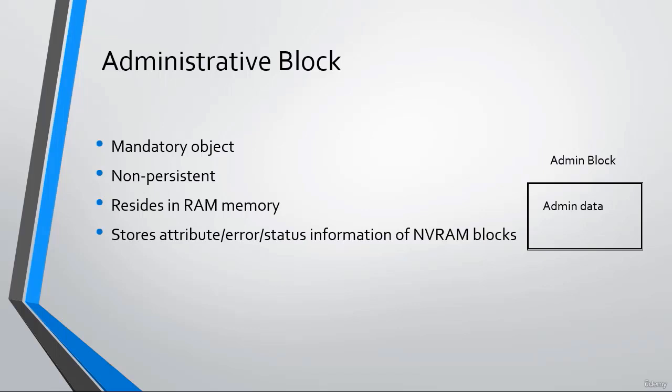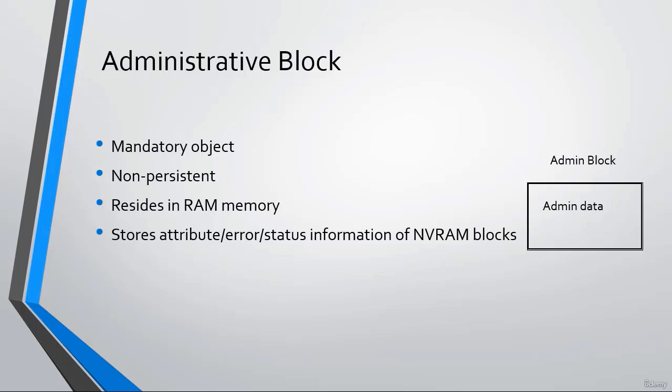The admin block stores attribute, error, and status information of NVRAM blocks. So this is what is meant by admin data. It stores some important, critical information such as attribute, error, status information, etc. And that's the only role of the admin block, just the status information.